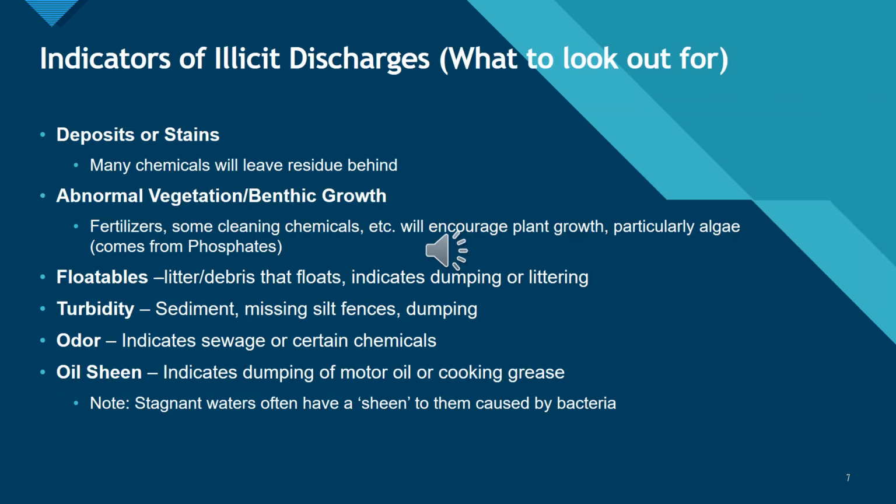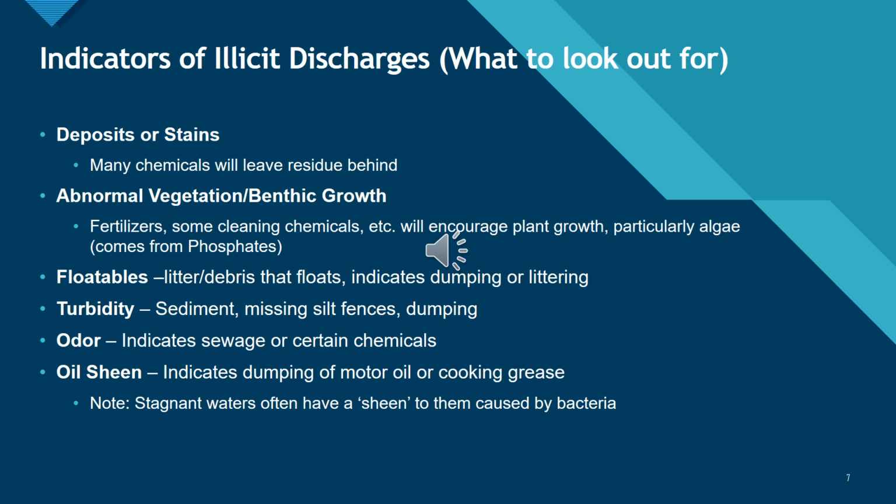Indicators of illicit discharge. So what are we looking for? Generally you're going to be looking for any deposits or stains. Many tend to be from chemicals which have left residues behind. A lot of times we get oil sheens or any other contaminants that seem to leave a discoloration on the pavement. Abnormal vegetation and benthic growth: things like fertilizers, some cleaning products, etc. will generally encourage plant growth, in particular algae. And this comes from the phosphates.